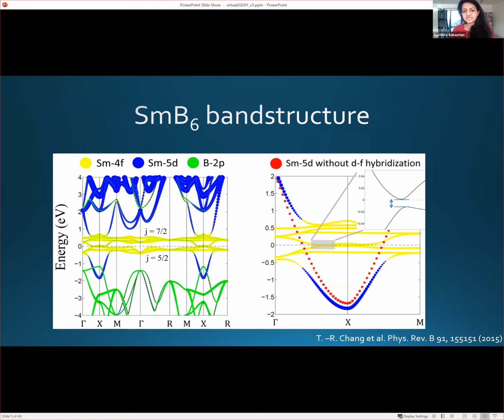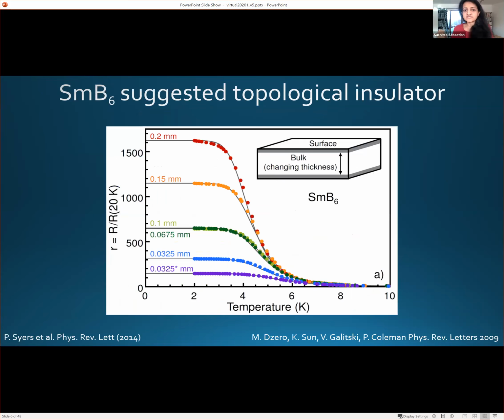And also for context, I'm going to start by mentioning that what kicked off this work was the suggestion by the group of Piers Coleman et al. that samarium hexaboride is a bulk topological insulator. So the surface is conducting and the bulk is insulating was the suggestion. And this is what motivated us to look for quantum oscillations, because before the nexus of this field, it would have been quite unthinkable. Why would you go look for quantum oscillations in an insulating material?